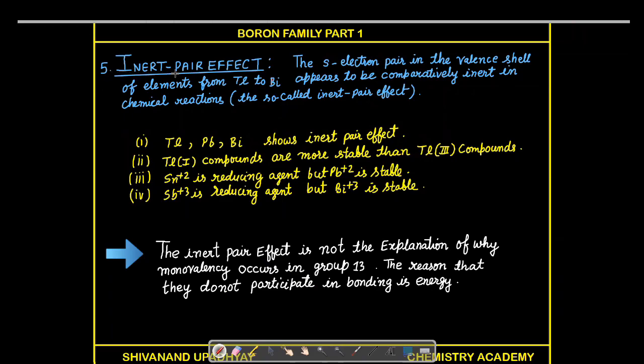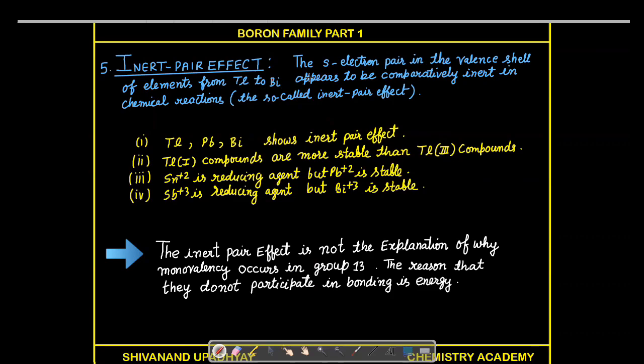So the fifth property is the inert pair effect, and this is observed in the heavy elements of the p block. So what is the meaning of inert pair effect? We are going to learn. The s electron pair in the valence shell of elements from thallium to bismuth appears to be comparatively inert in chemical reactions. Though we can say that from the boron family to the radon family inert pair effect can be there, it is more dominant in the first three groups: the boron family, carbon family, and nitrogen family. That's why we are discussing that.